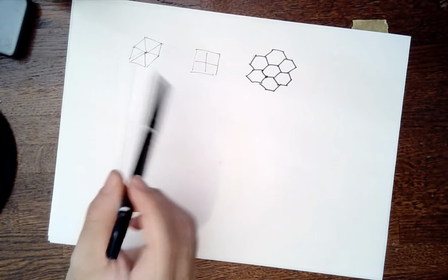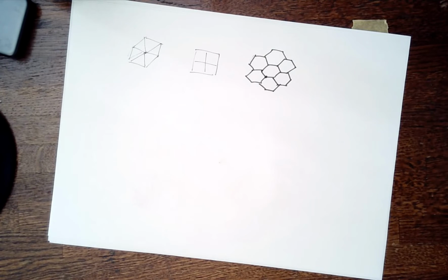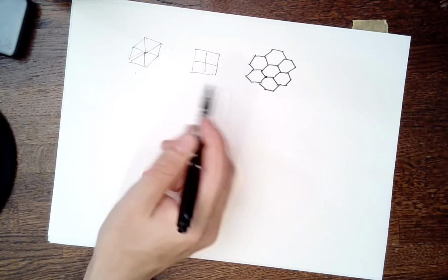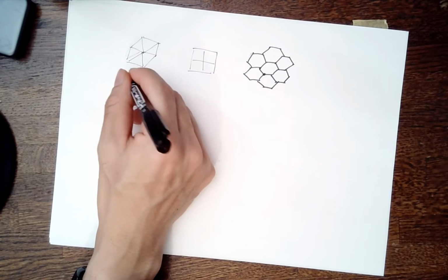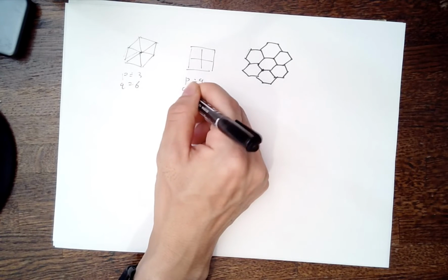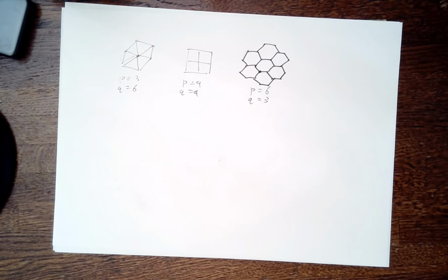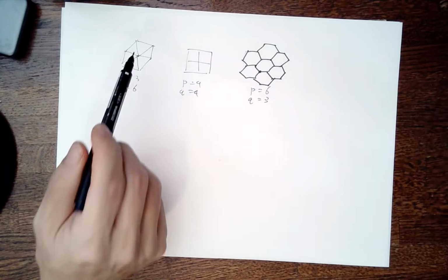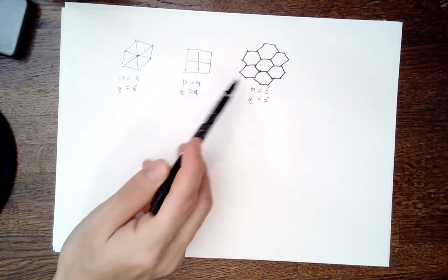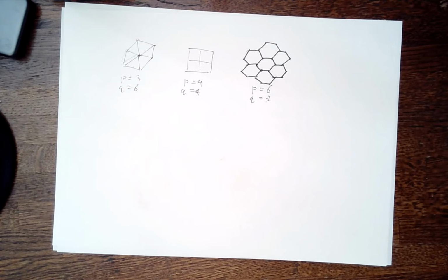So you only have three tiling patterns, and the other tiling patterns you see may look different, but they all share one of these specifications: P equals 3 and Q equals 6, or P equals 4 and Q equals 4, or P equals 6 and Q equals 3. Even if the tiling seems irregular, any tiling should meet one of these specifications or parameters.